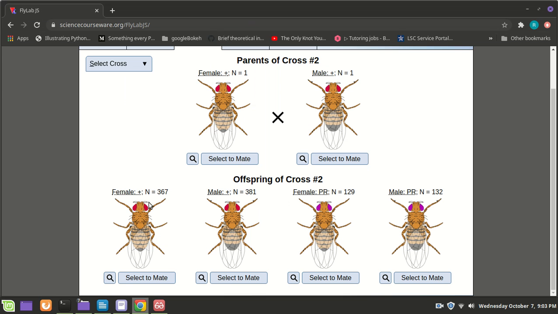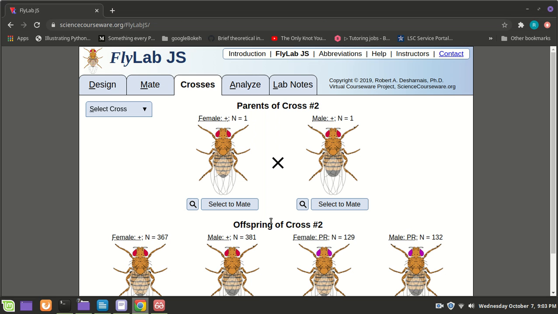Now, notice the numbers are not perfect. It's not exactly 3 to 1 here. If you add these up and add these two up, you get roughly 3 times, but it's not exact, right? So that's one test to make sure that you understand how this is working.